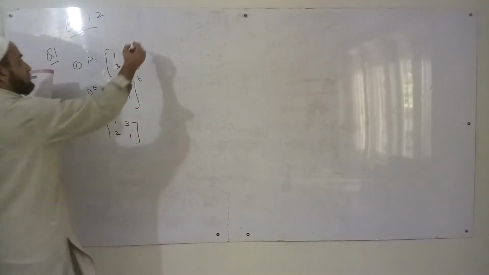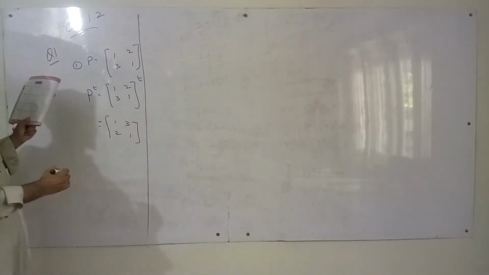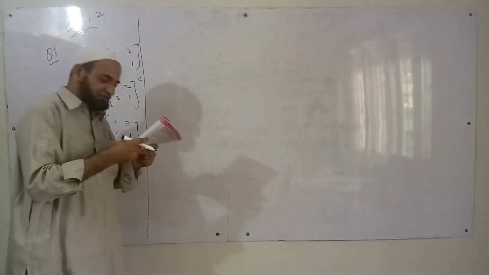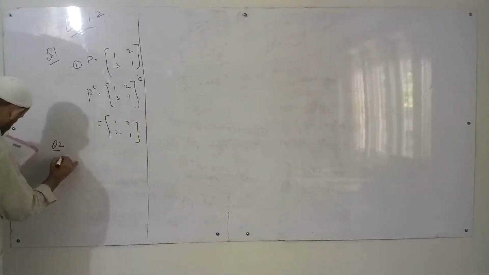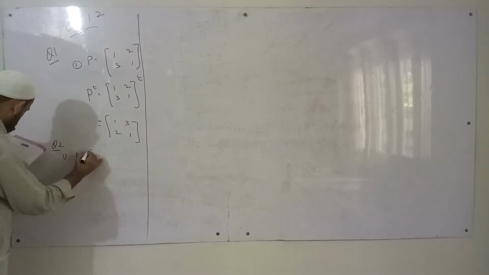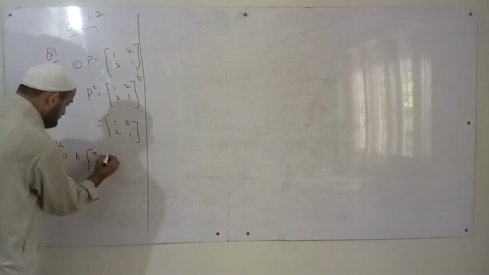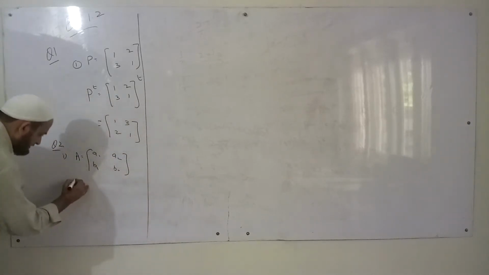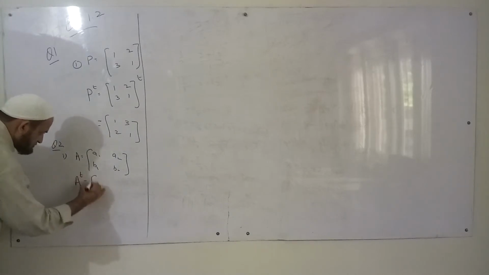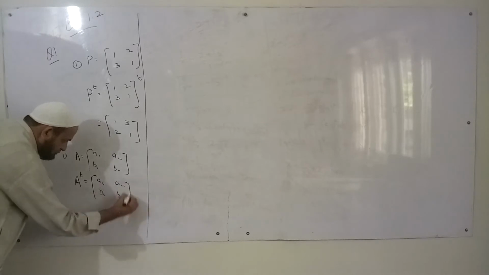Now, question number 2. Which of the following matrices are transpose of each other? Question number 2, part number 1. A is equal to A1, A2, B1, B2. We take the transpose. A transpose is equal to A1, A2, B1, B2 transpose.